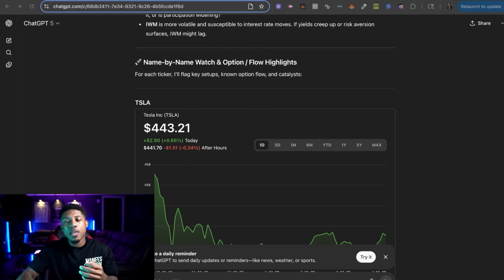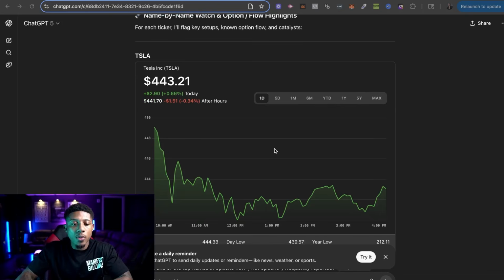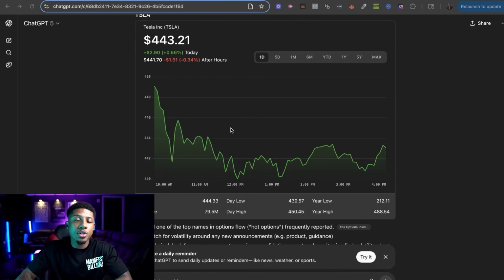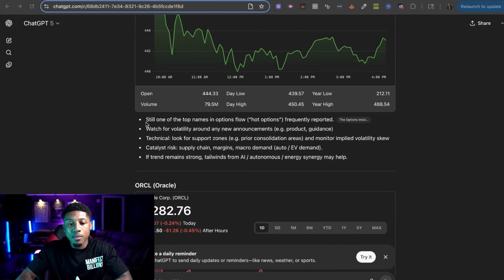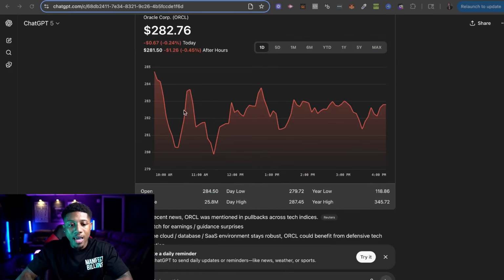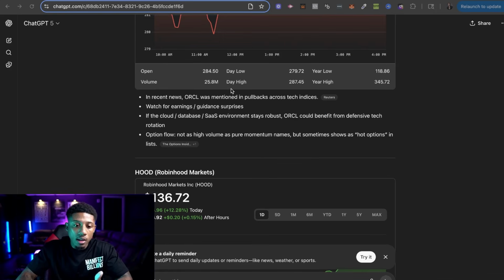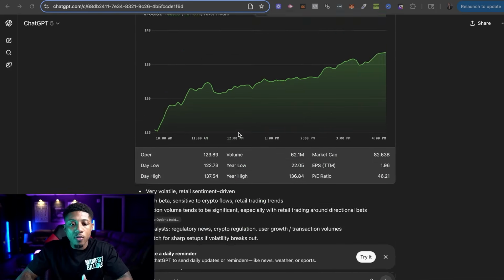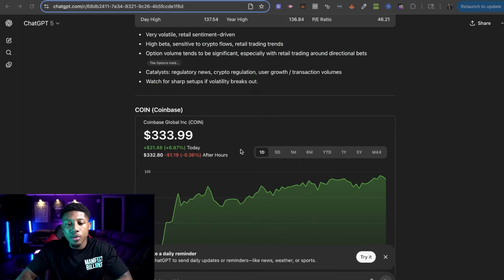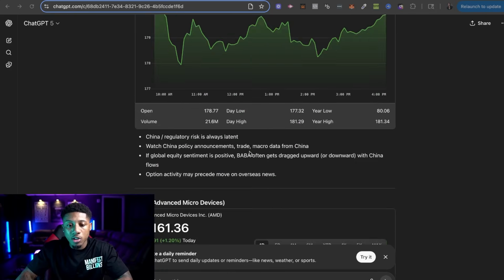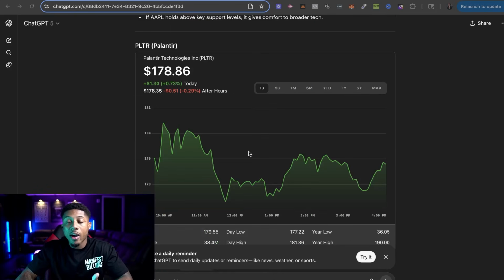One of my favorite things about this prompt is that it does give you in-depth breakdowns of each particular ticker that you put inside of it, along with a brief description of what's going on with it, right? So it goes over the catalyst, supply chains, margins, macro demand of that particular stock. It shows the actual chart, when the open was, the high of the day, low of the day, so on and so forth. And it just gives you an overall brief breakdown of everything that is on your watch list. So that way you're the most informed about every single one of them.